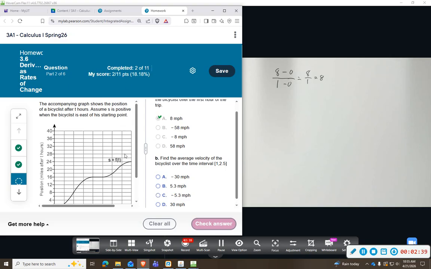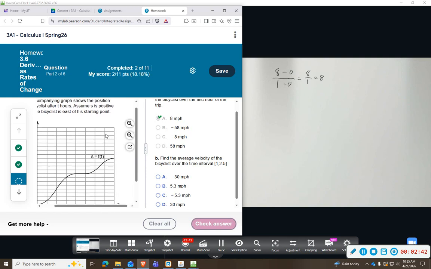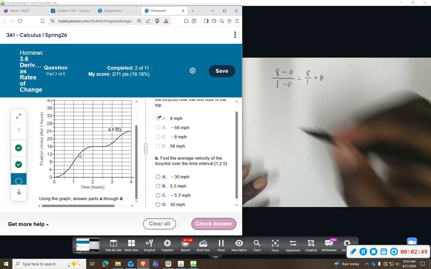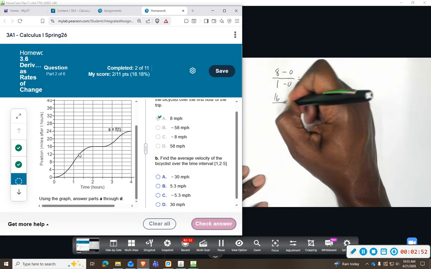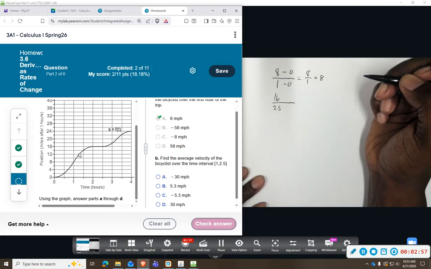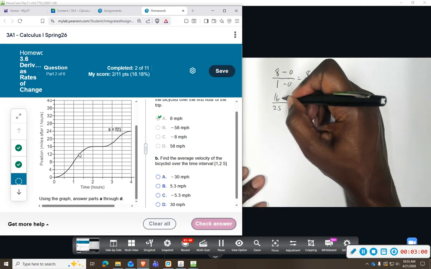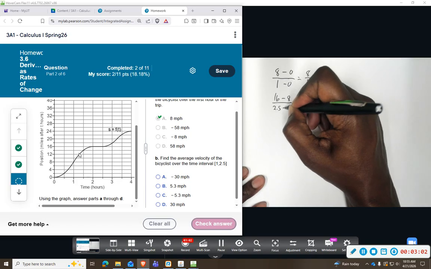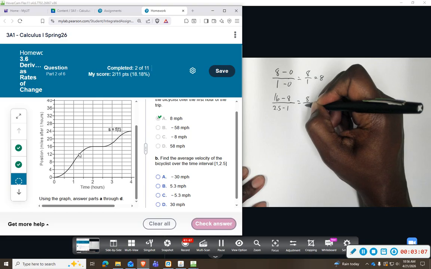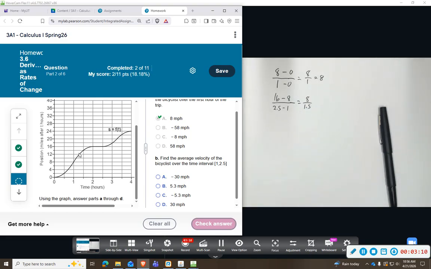So if we look at this graph, at 2.5 right here, we are at 16. So we can do 16 at 2.5, and then we are subtracting 2.5 to 1. So at 1, he was at a position of 8. And so this will be 8 divided by 1.5. And if we compute that in a calculator, we should get pretty close to about 5.3.